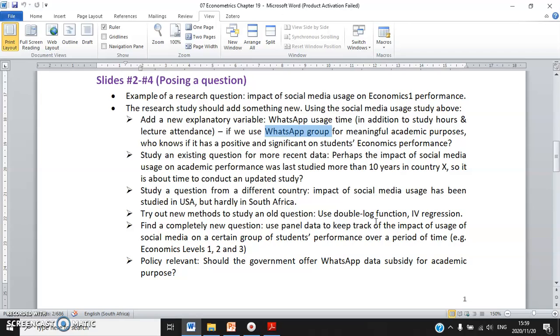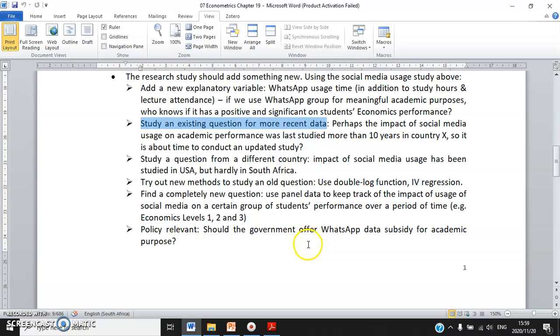Then we can rerun the regression to see if the WhatsApp group would really have a positive and significant impact on students' performance. And then I can also study an existing question with more recent data. So perhaps, let's say in country X, the impact of social media usage on academic performance was last studied a long time ago, more than 10 years ago. So now it is about time to conduct an updated study using the most recent data.